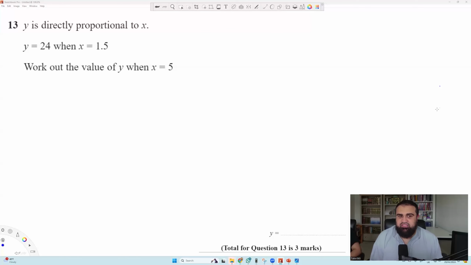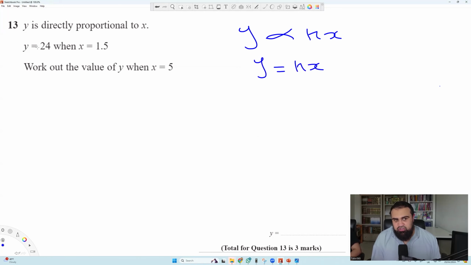Okay, for question number 13, everybody. I hope you guys have had a go. It's question number 13, and it's worth 3 marks. So you must remember that y is directly proportional to x, and that's the way you write this out. And as an equation, it's y equals kx. So now the next step is to find that constant, to find k. They've told us y equals 24.